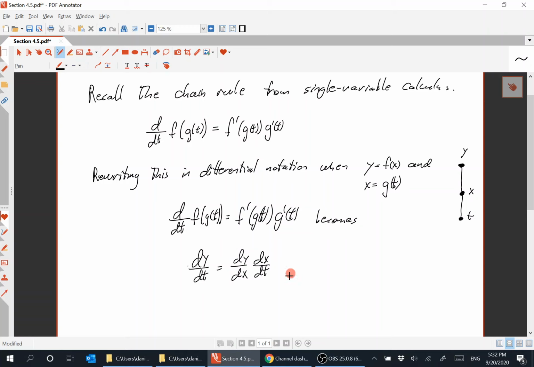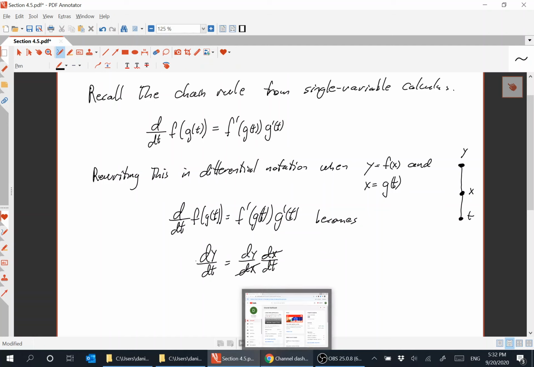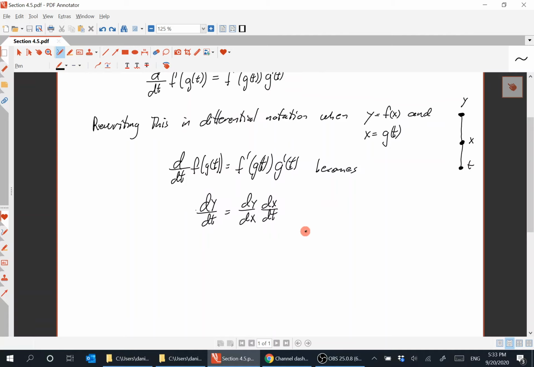Right, so this is y of t. This is f prime of x, and this is g prime of t. So this is dy dt, and this is dy dx, dx dt. Notice that if you take this idea where you can cancel differentials, then this has the effect of canceling out the dx's and just coming back to dy dt. So it's got a nice, neat form.